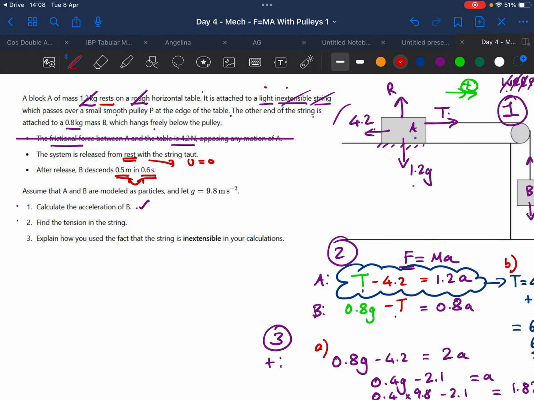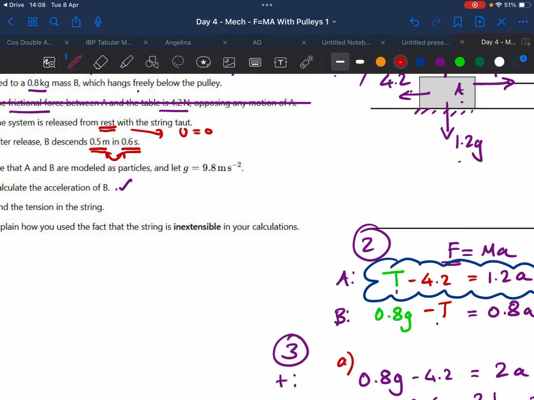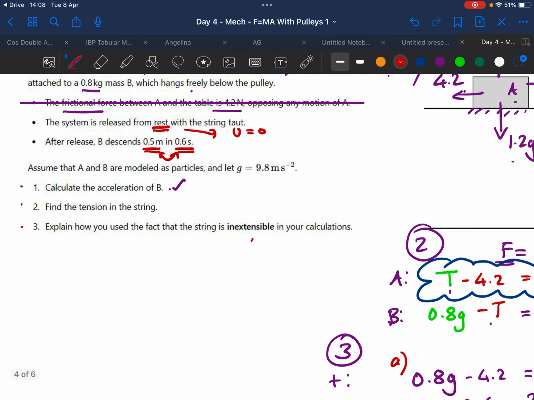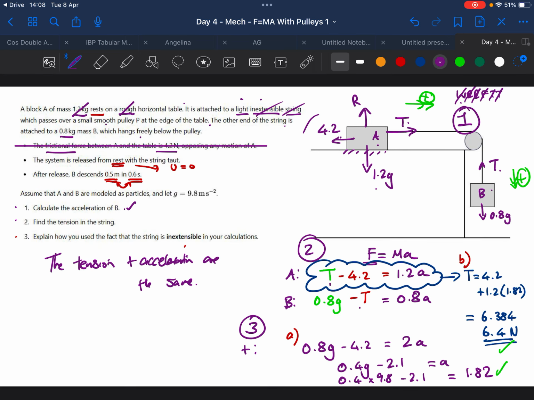And although there was lots of SUVAT in this question, that wasn't actually the focus of this one, it seems. Finally, explain how you've used the fact that the string is inextensible. So we had a feeling that this one might come up. So the tension and acceleration are the same. Okay, but that's our basic situation.